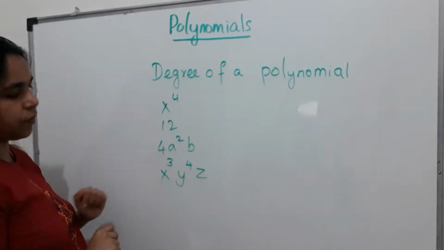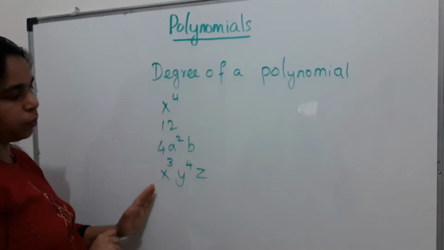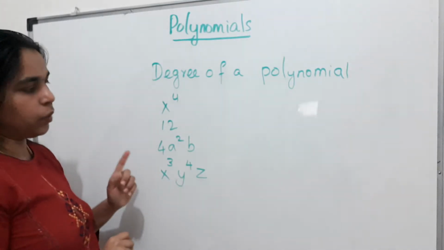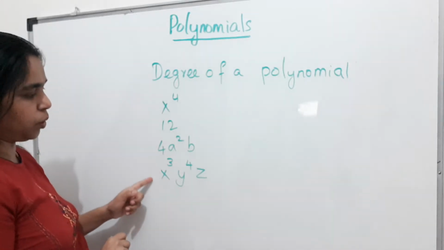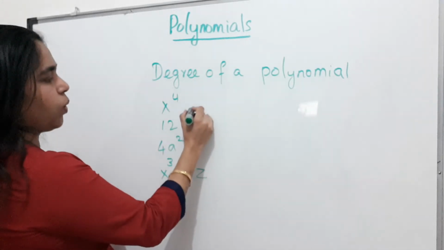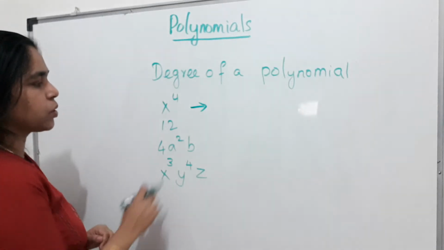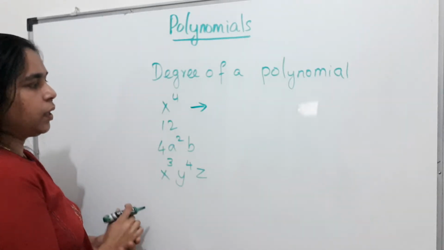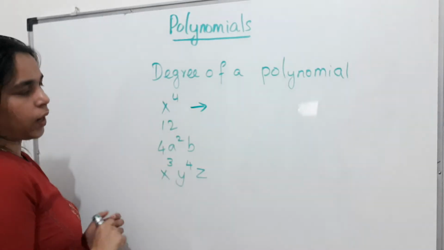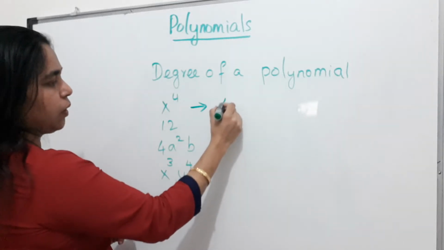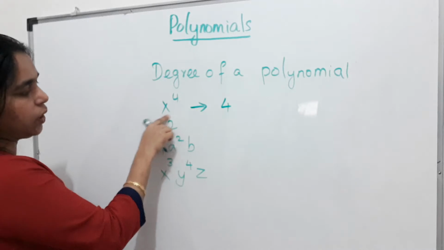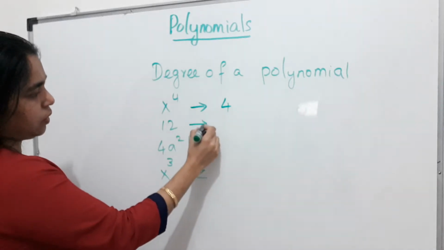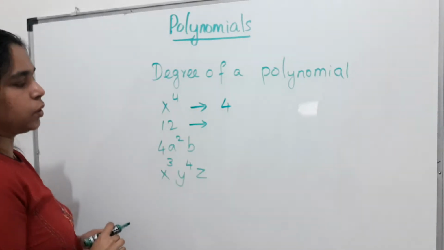In this case, we have four monomials. Monomial means only one term, there is no plus or minus in between. And in this case, what is the degree? Here there is only one variable, and that variable has 4 as the power. So 4 is the degree of this polynomial. So this is a monomial, and generally we can call them polynomials.